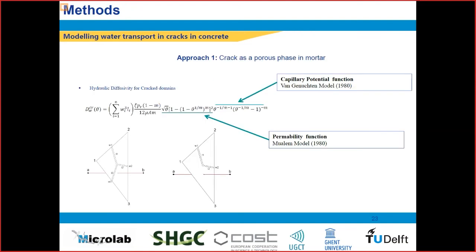So we use two approaches to model water transport in the cracks. So the first approach we do like this. We say, okay, this crack is a porous space in the mortar, and it has a hydraulic diffusivity that depends on both the moisture content in the crack at the moment and the crack width. This has been used before with decent results.